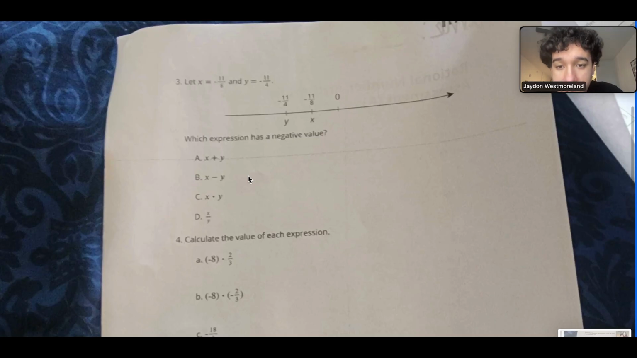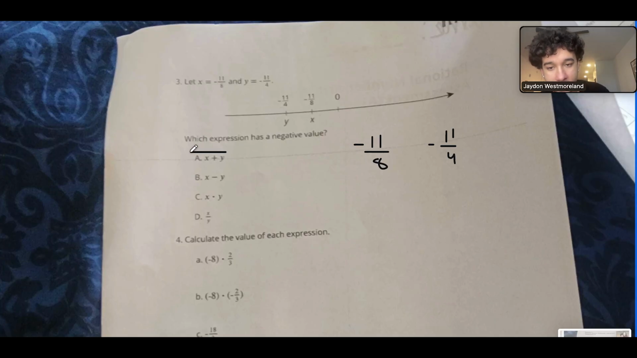Let x equal negative 11/8 and y equal negative 11/4. Okay, cool. Which expression has a negative value? Okay, x plus y. Well, what we're going to do is add these together. So again, negative 11/8 plus negative 11/4. Remember, anytime you're adding negatives like this, it's the same thing as just subtracting. So in this case, notice if I'm negative and I go more negative, it's going to be even more negative. So A does have a negative value.